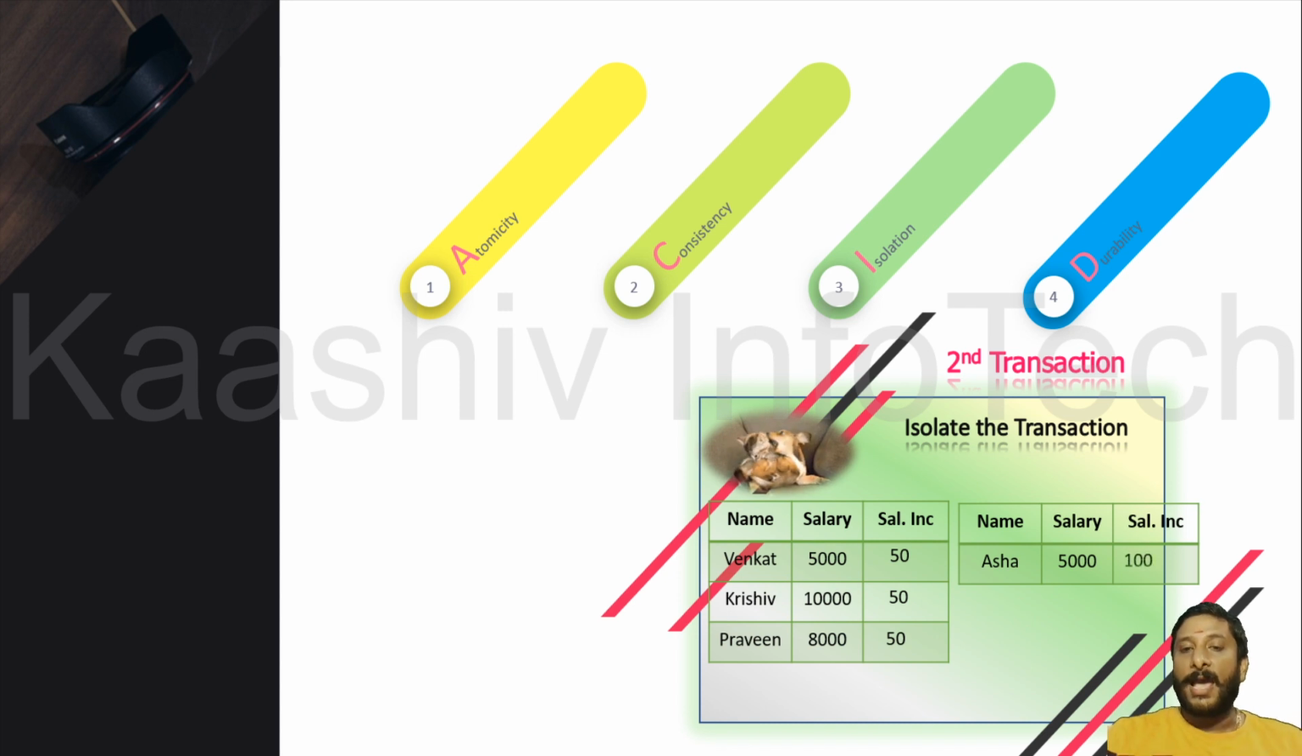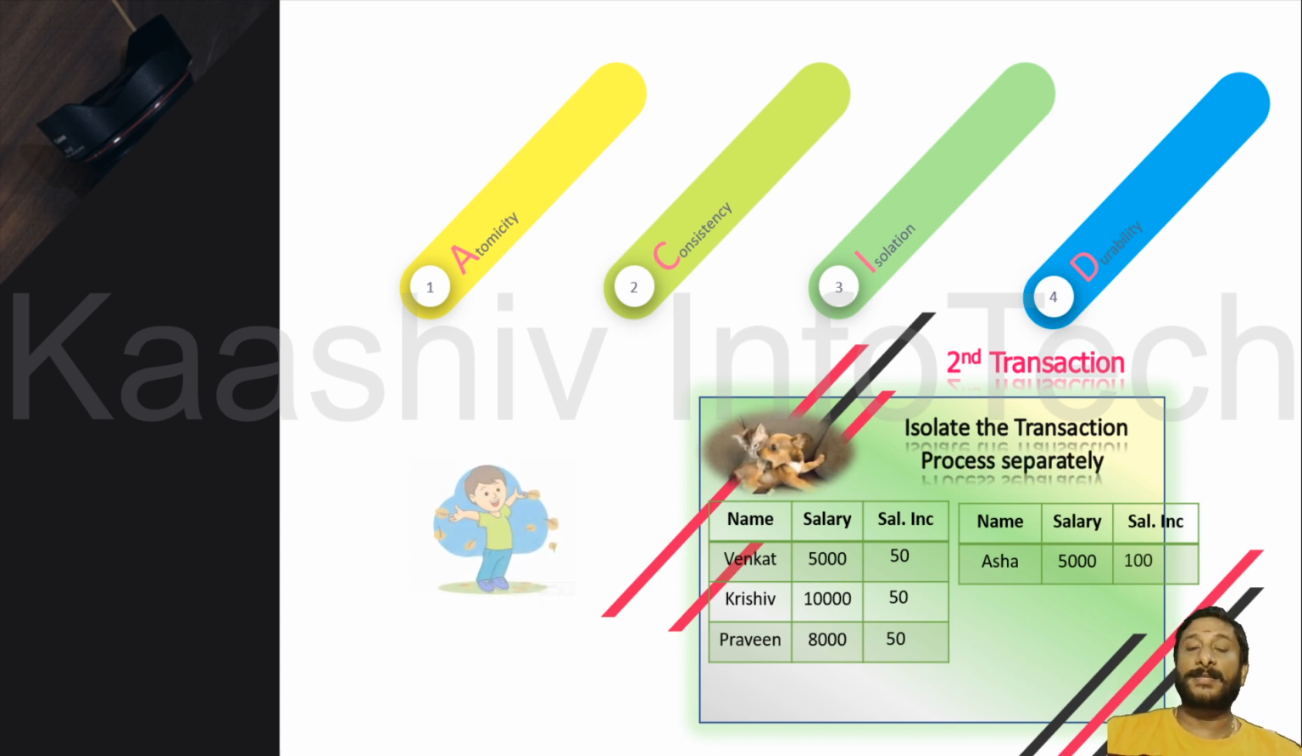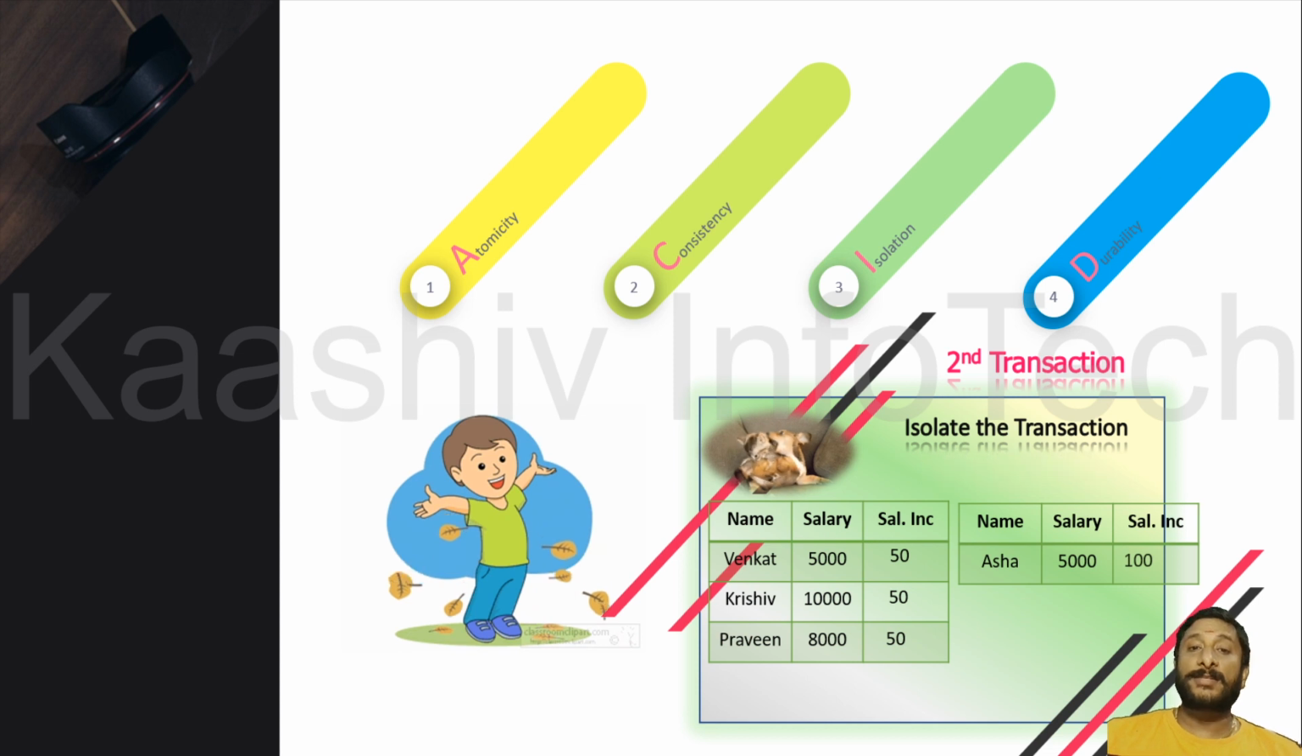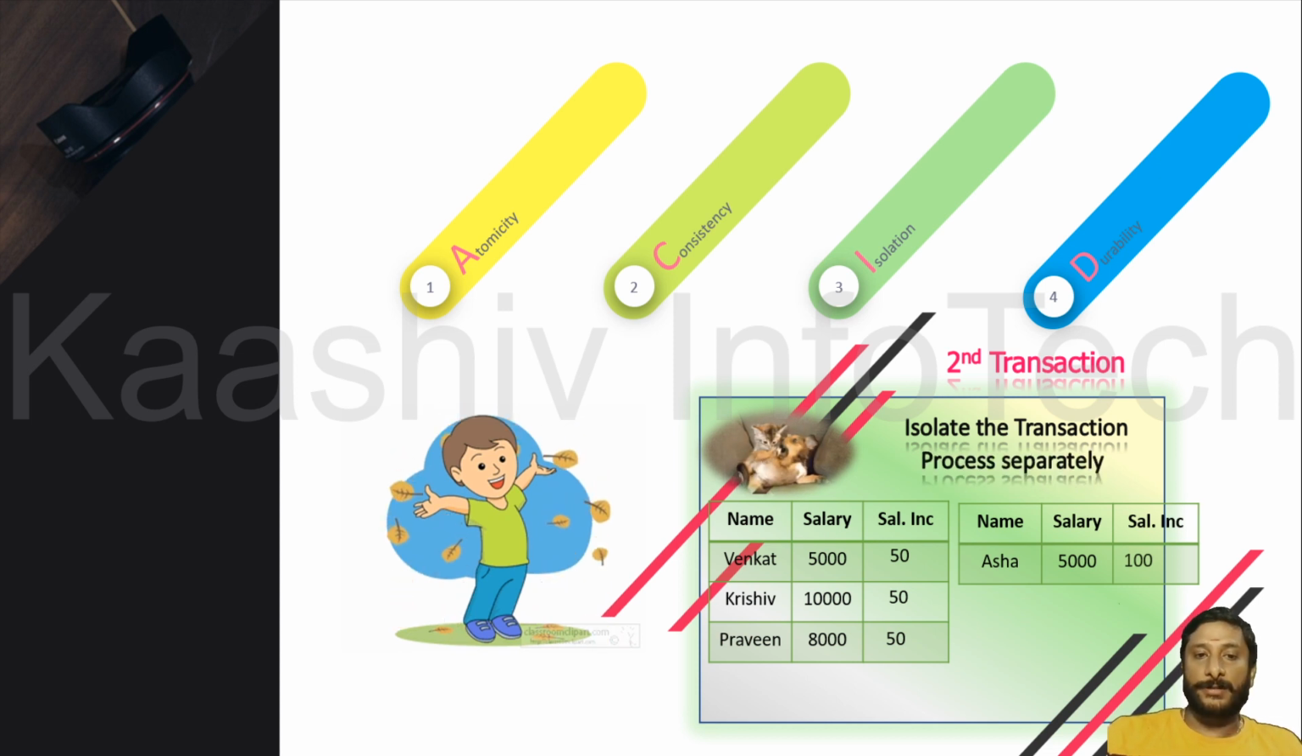You are able to see. So isolate the transactions. You can see here, for the boys it's 50 rupees and for the girls it's 100 rupees. So process the things separately. So this is called isolation.